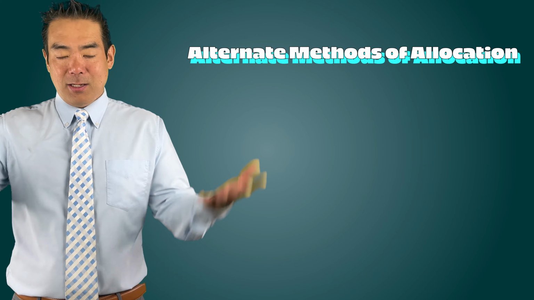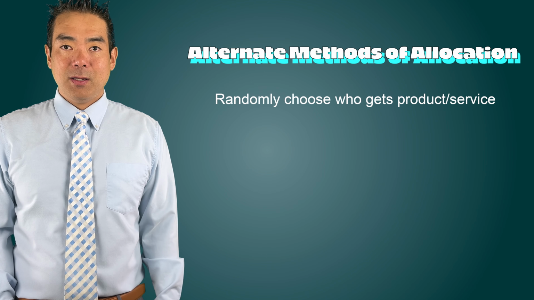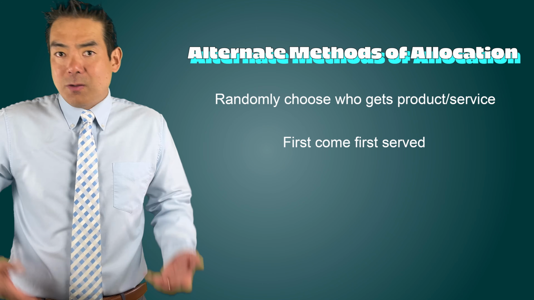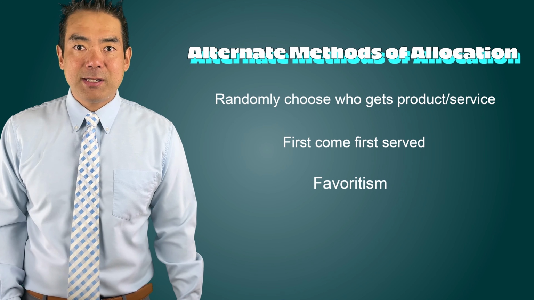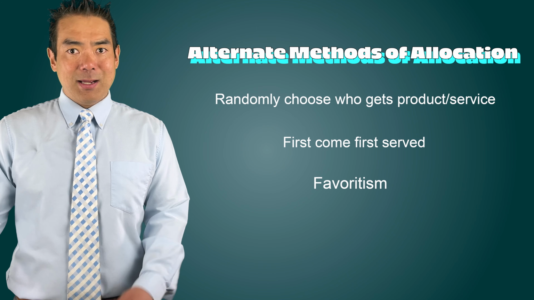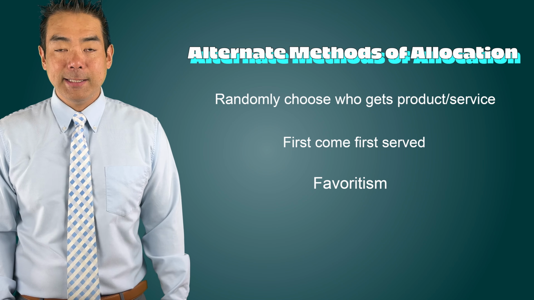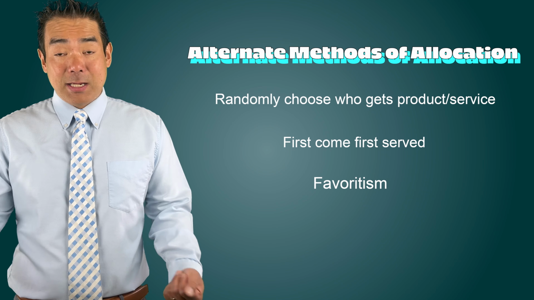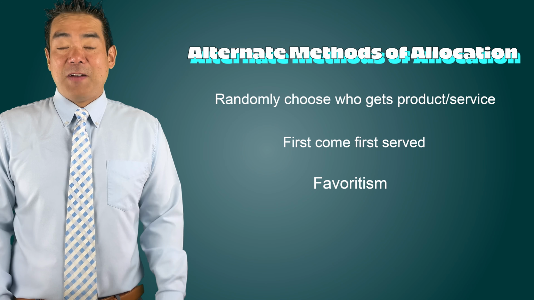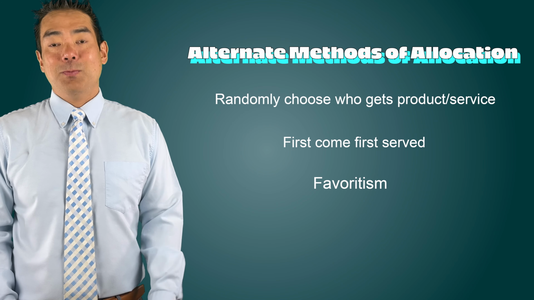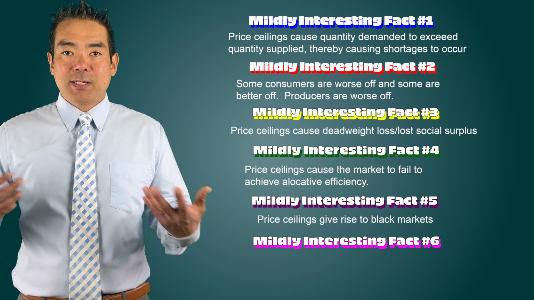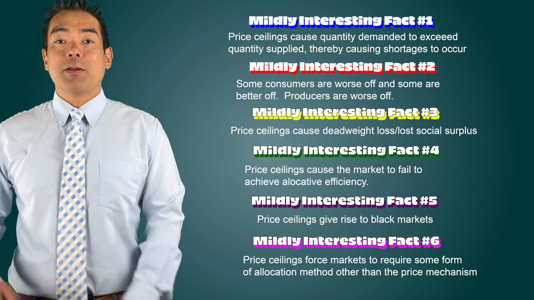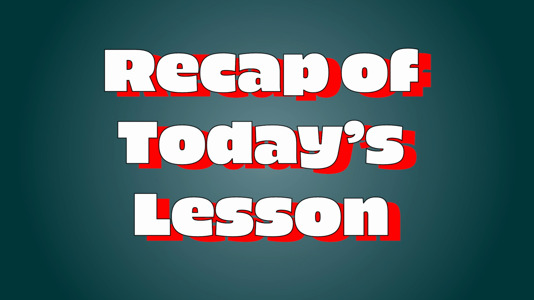It could be like a lottery, which is truly random. It could be like first come, first serve. Whoever gets to the apartment first gets it. It could be based on some sort of favoritism. Who do I like best? But again, that has the potential for corruption, clearly. But the most important point is we can't rely upon the price mechanism anymore because of the shortages that are created and by the fact that there's not enough supply to meet demand. Mildly interesting fact number 6, price ceilings require some method of allocation other than the price mechanism.